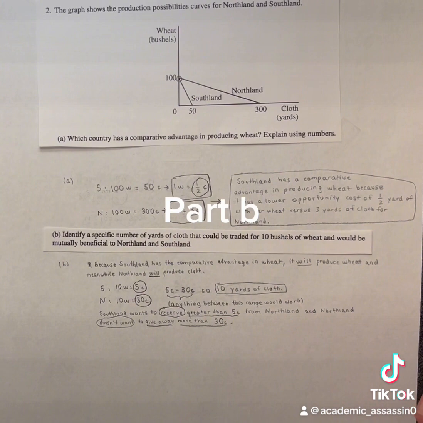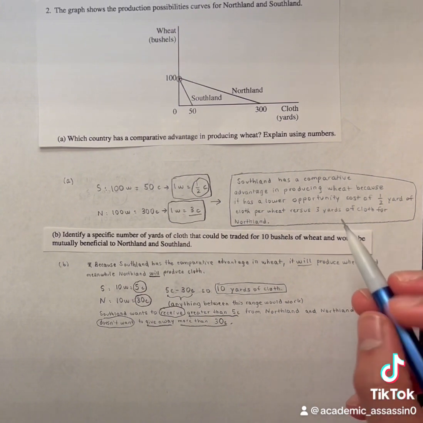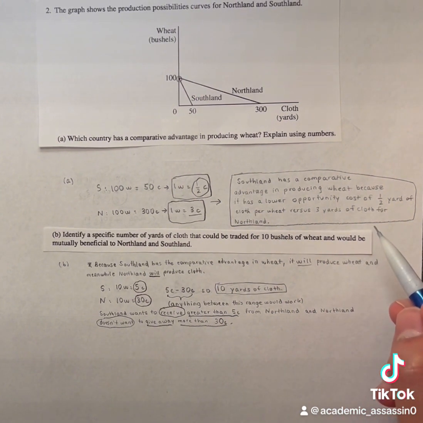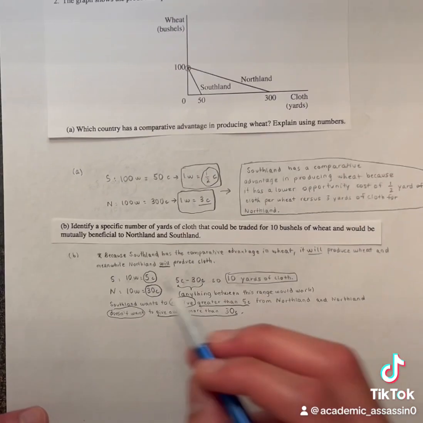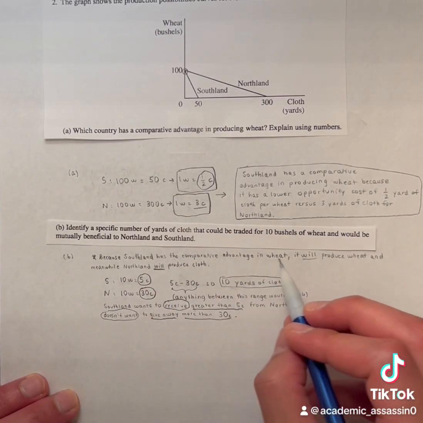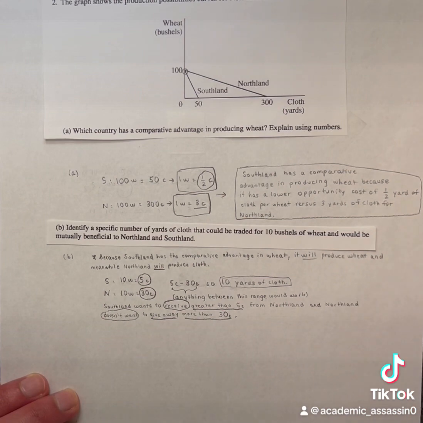Part B, we're asked about a specific number of cloth that could be traded for 10 wheat and still be mutually beneficial to both Northland and Southland. So we already figured out that Southland has a comparative advantage in wheat, which means that they will produce wheat and exchange it for Northland's cloth.